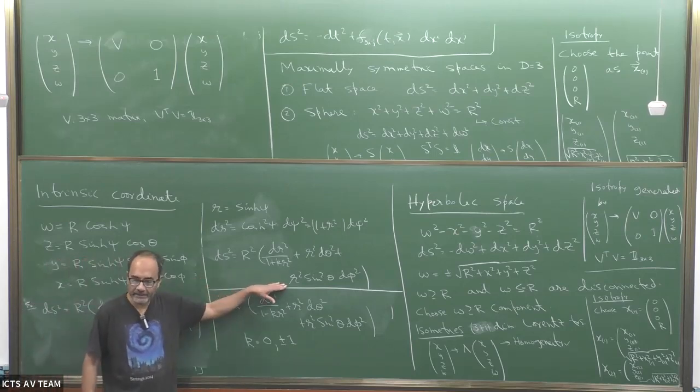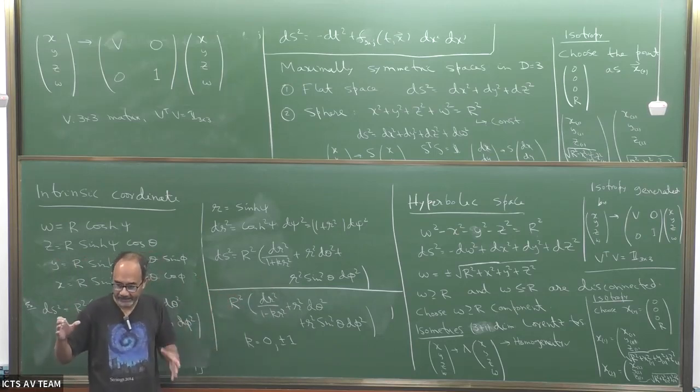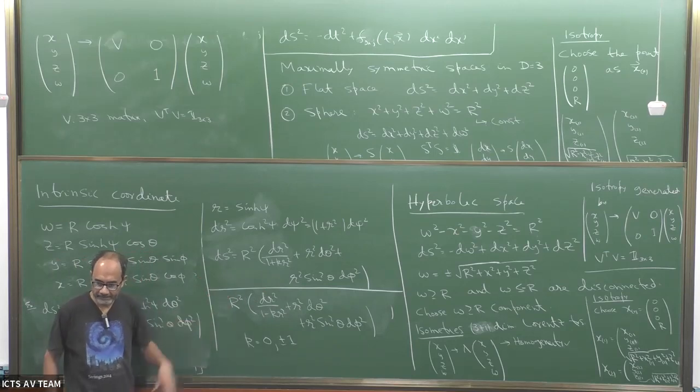This is all plus, right? So that's a Euclidean space, Euclidean signature, right? All plus eigenvalues.